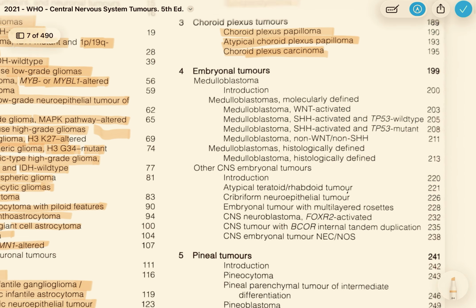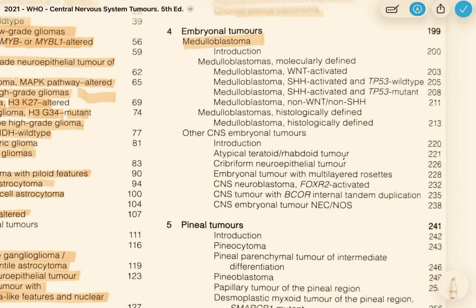Then we have embryonal tumors, in which we have medulloblastoma. So medulloblastoma is either molecularly defined or histologically defined. In molecularly defined, we have WNT activated, SHH activated and TP53 wild type, SHH activated and TP53 mutant, and non-WNT, non-SHH. Then other CNS embryonal tumors, we have atypical teratoid rhabdoid tumor, cribriform neuroepithelial tumor, embryonal tumor with multilayered rosettes, CNS neuroblastoma, FOXR2 activated, CNS tumor with BCOR internal tandem duplication, and CNS embryonal tumor, NEC or NOS.